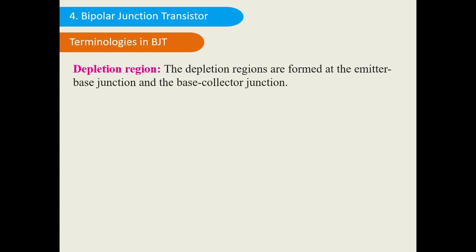Okay. Next is the depletion region. We all know what is the depletion region. We have already understood the depletion region in the PN junction diode. So what is the depletion region? Depletion regions are formed at the emitter base junction and the collector base junction. So there are two depletion regions. So suppose this is an NPN transistor I am drawing. Always I will consider NPN transistor because it is widely used.